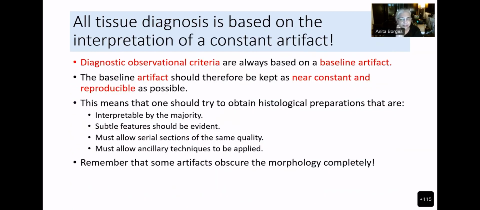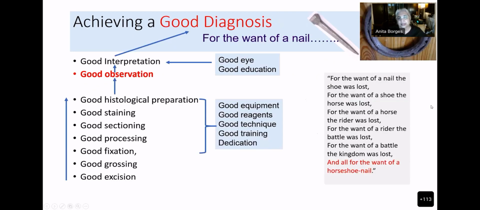So I just want you to understand this: all our diagnostic criteria are based on a constant baseline artifact, and we should keep this baseline artifact as constant and reproducible as possible, so that when you send it out for another opinion or somebody else looks at it, these four criteria, these are my criteria: it should be interpretable by the majority, subtle features should be evident, it must allow serial sections, and ancillary techniques to be applied.